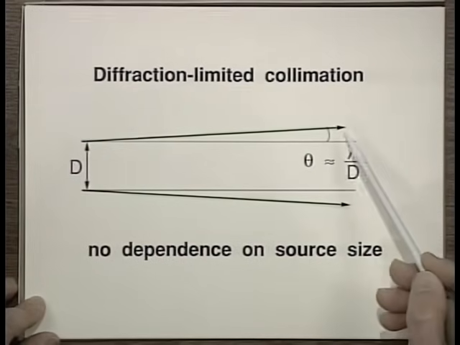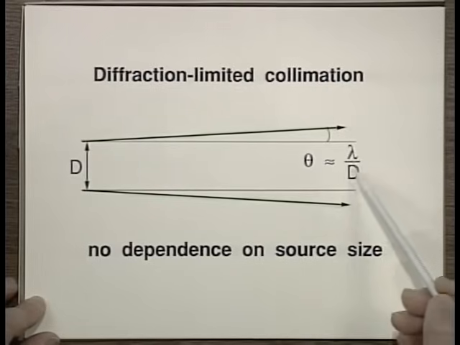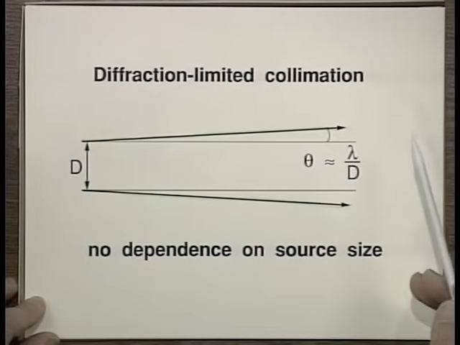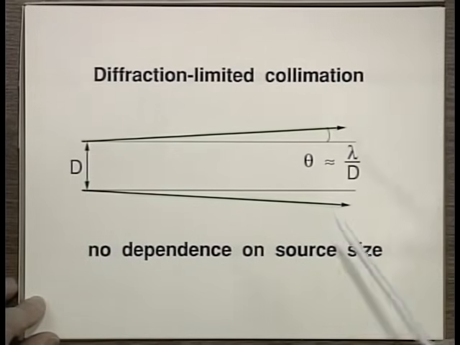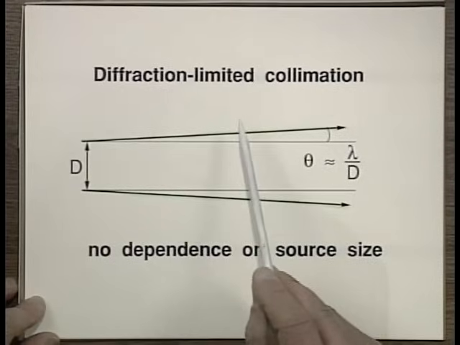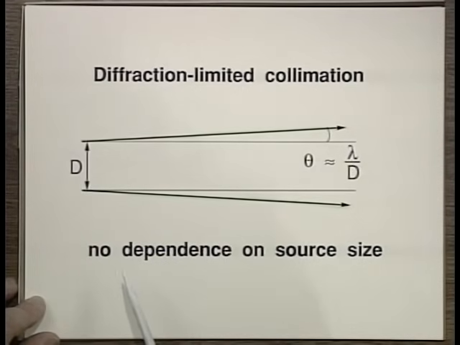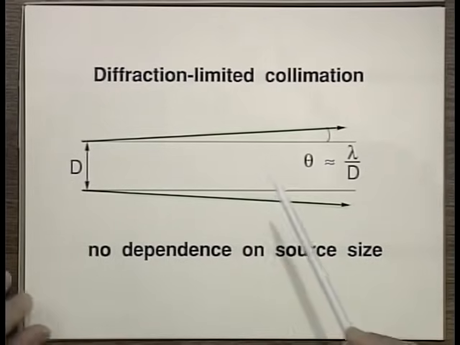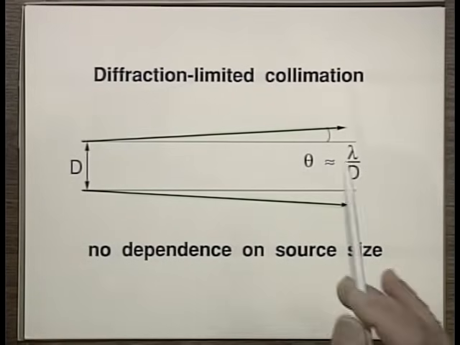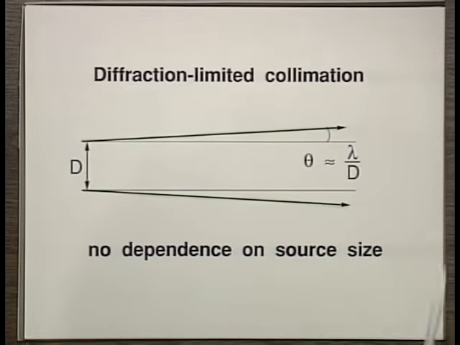The shorter the lambda, the better the collimation. The larger d, the better the collimation, or the smaller the divergence angle. And it doesn't depend on any source size or anything, because this is due to the basic physics of electromagnetic radiation. That's what we call diffraction-limited collimation. That's the best you can do. So keep that in mind.